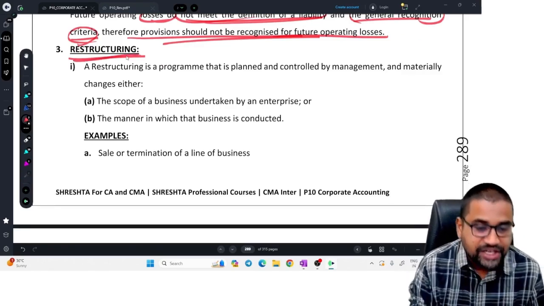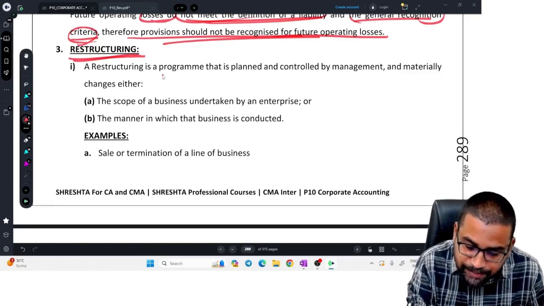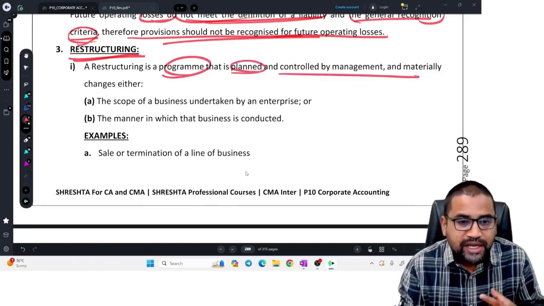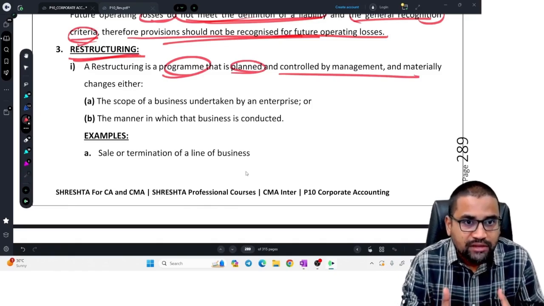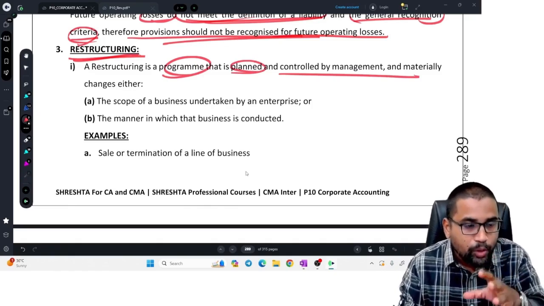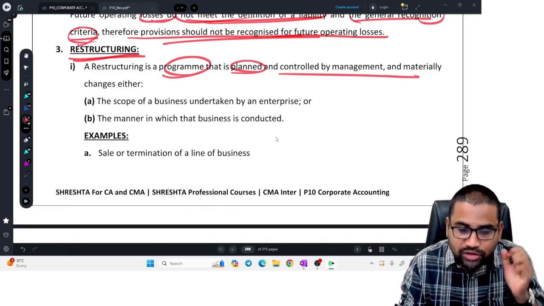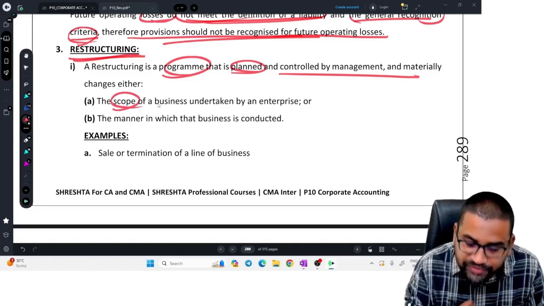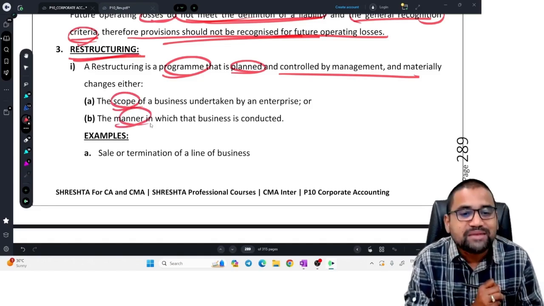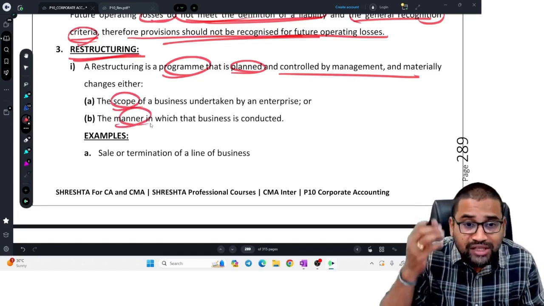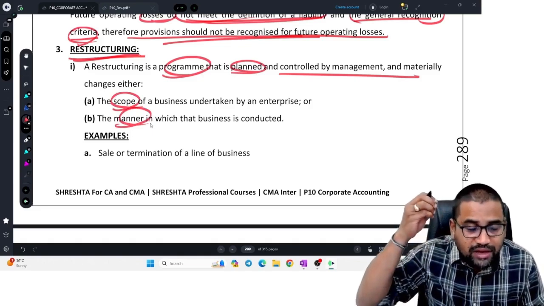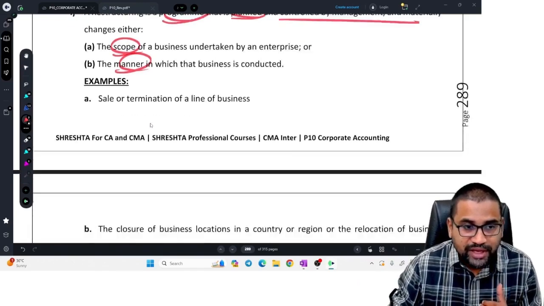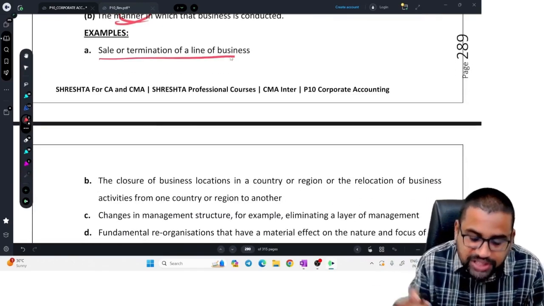Similarly, what is restructuring? I told you, restructuring is a program that is planned and controlled by management. See, management has planned something. A program that is planned and controlled by management, which materially changes either the scope of the business or the manner in which the business is conducted. When the company changes the scope of its business, we call it a restructuring program. Example, any sale or termination of a line of business.